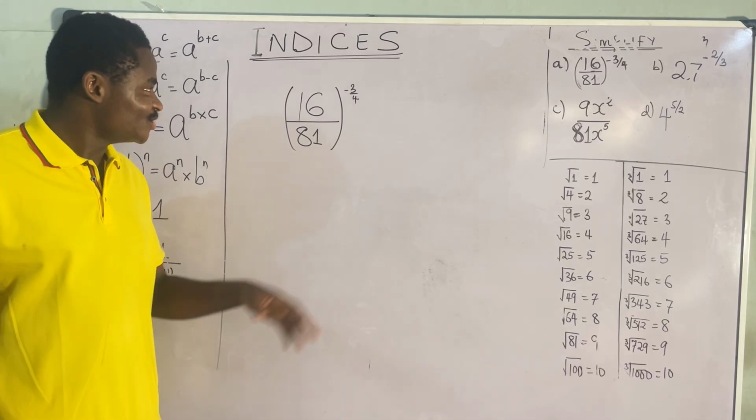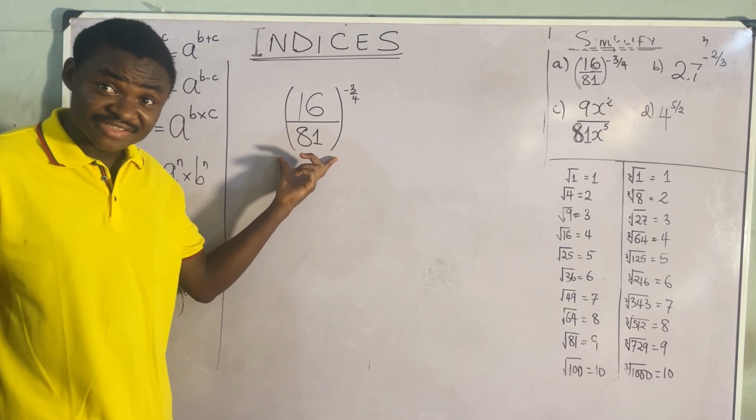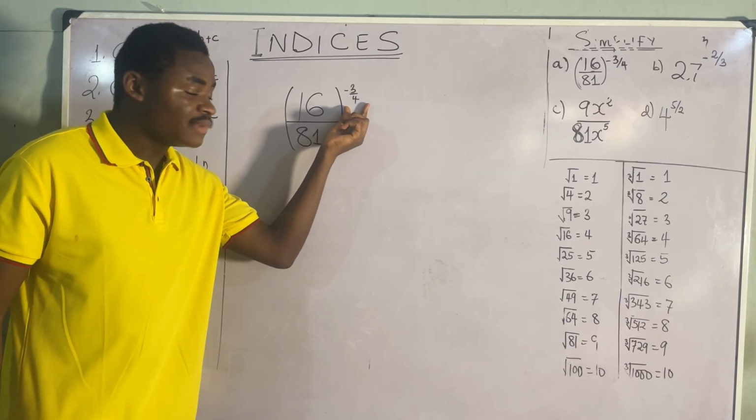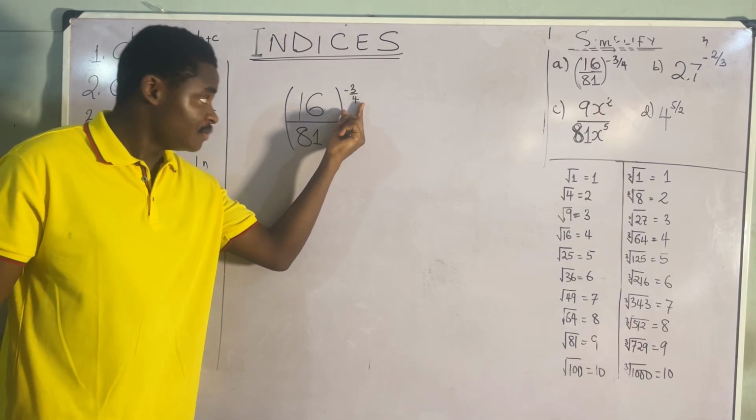All right. So we'll be answering this question on indices. 16 over 81 raised to power minus 3/4, 3 over 4.